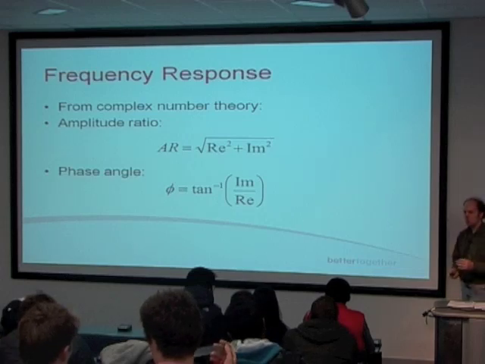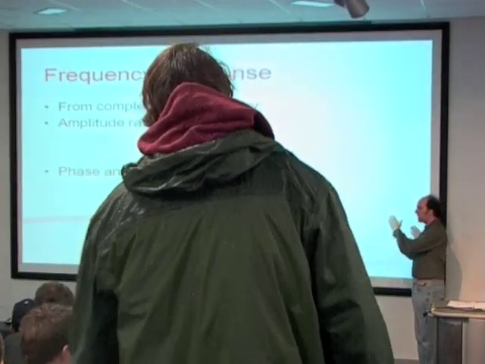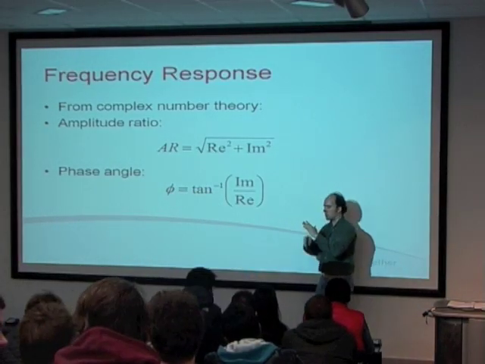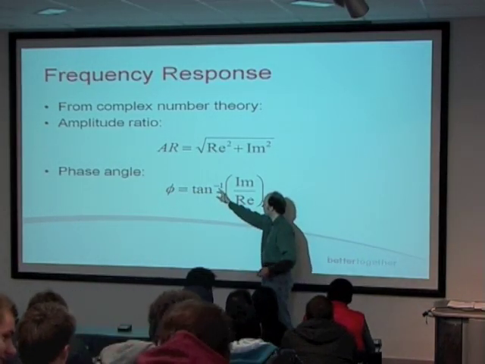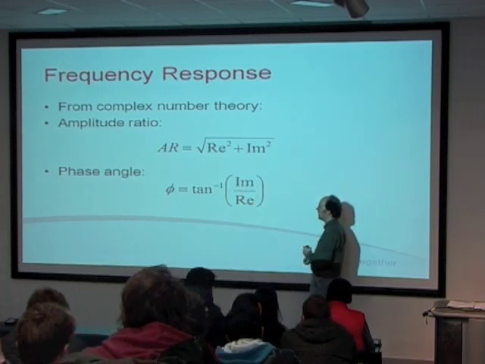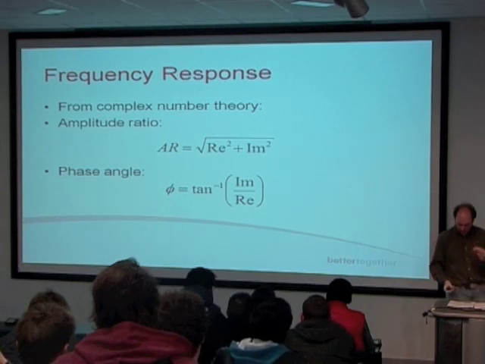Now the phase angle, again, is the angle that line makes, and that's going to be the tangent, because we're dealing with a right-angled triangle. It's going to be the inverse tangent of the imaginary part over the real part, and that will give us the angle of that line. So that will give us the phase angle.